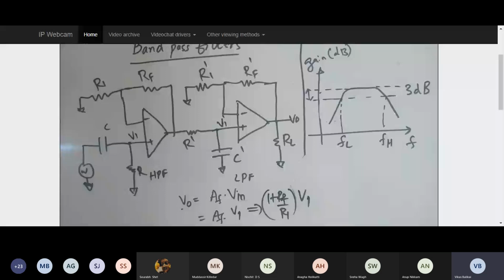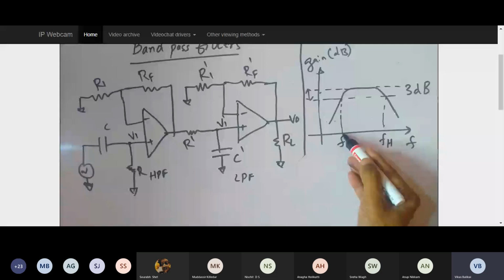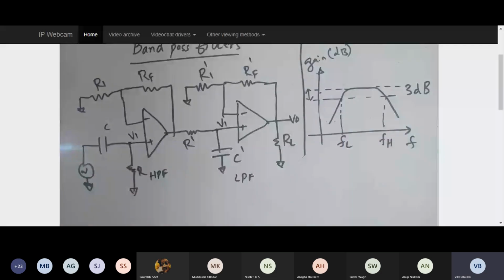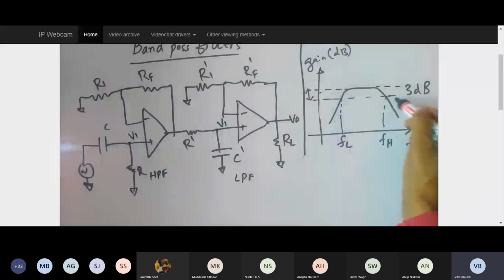As I was telling, this is basically the combination of low pass and high pass filter. So it is going to pass the frequencies between these two cutoff frequencies, that is FL and FH. Now because it is going to pass the frequencies within a specified band, the question arises, what would be the bandwidth, or the size or the region of interest between FL and FH.